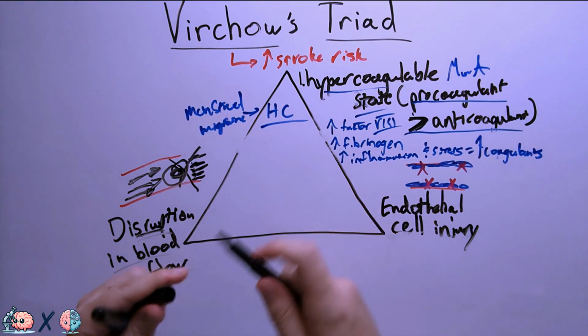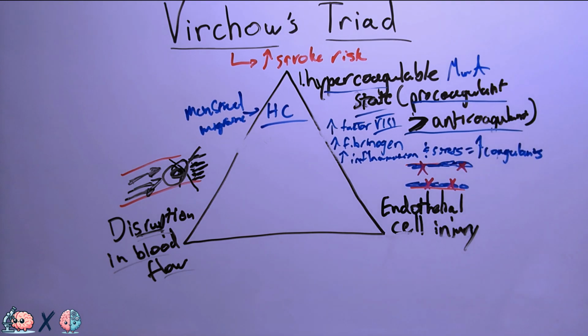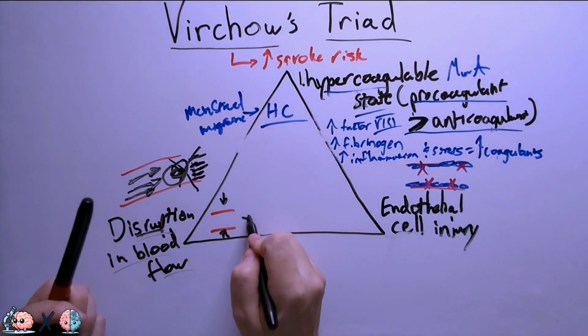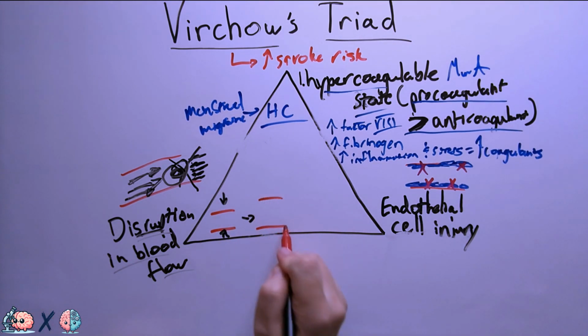Now, what happens during a migraine? Well, during a migraine, there's vasoconstriction. So the blood vessel will vasoconstrict, and then it will vasodilate.